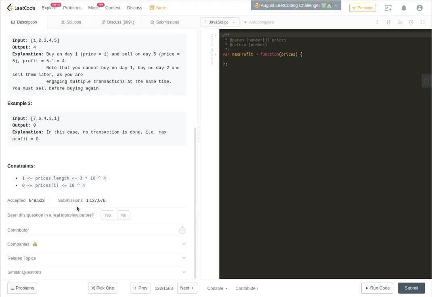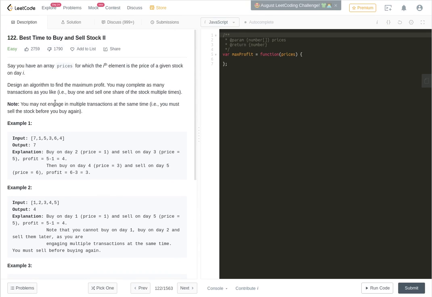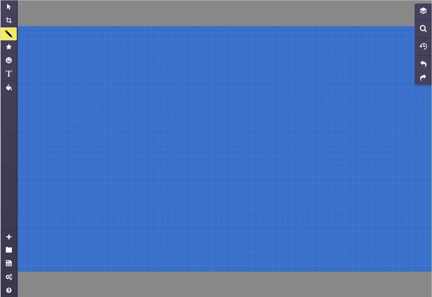Does it say that anywhere here? Under related topics, greedy algorithms? Yep, right there, greedy, big hint, and arrays. So let's go through one of these examples. You got 7 1 5 3 6 4. It outputs 7. So let's sketch that out.